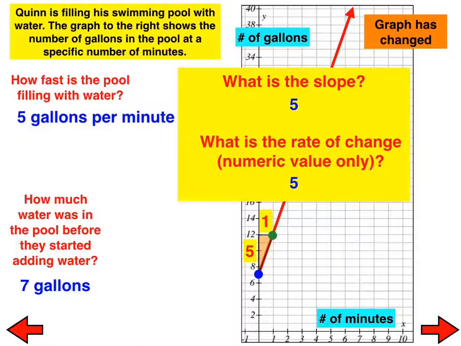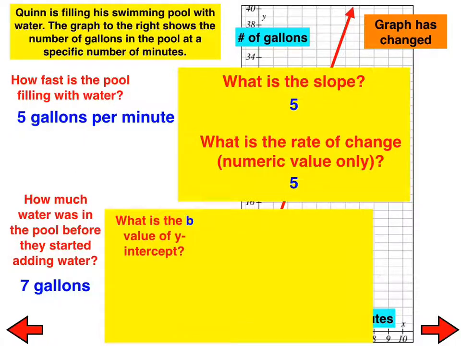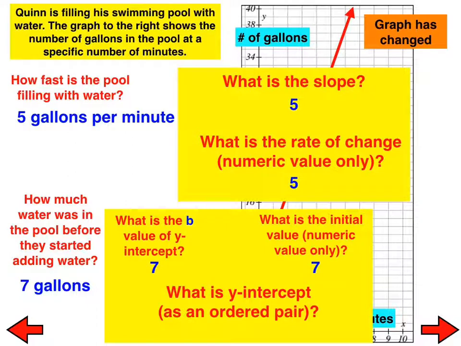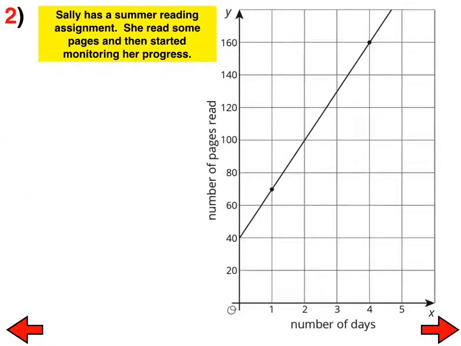The slope and the numeric value of the rate of change are always the same. Same thing with the unit rate for that matter. What is the b value of the y-intercept in this problem? 7. Okay? What is the initial value, the numeric value only? 7. It's 7. Okay, now if I asked you for the ordered pair, of course, that would be 0, 7. All right, go ahead and turn the page and do number 2.